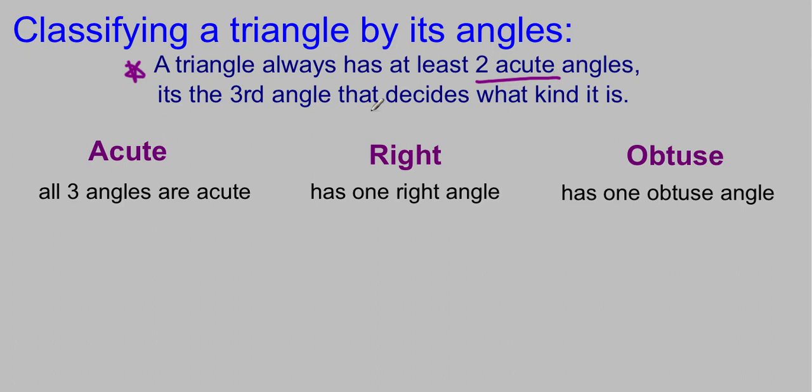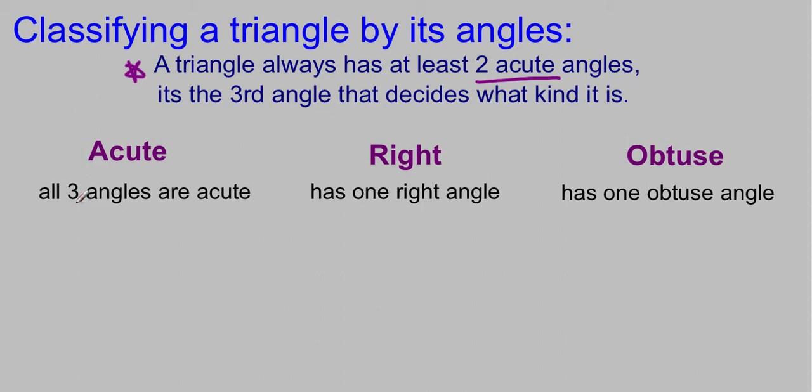So you can't just look and see, oh, I found an acute angle, it must be an acute triangle. Every triangle has acute angles. It's what the third angle, or all of the angles are, that really decides what it is. So we have 3 types. We have the acute, we have right, and obtuse.